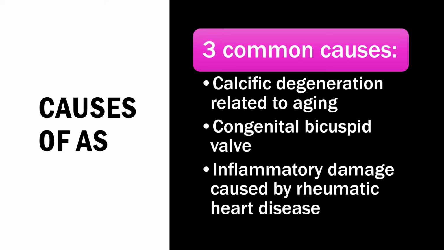The three common causes of aortic stenosis include calcified degeneration related to aging, congenital bicuspid valve, and also inflammatory damage caused by rheumatic heart disease.